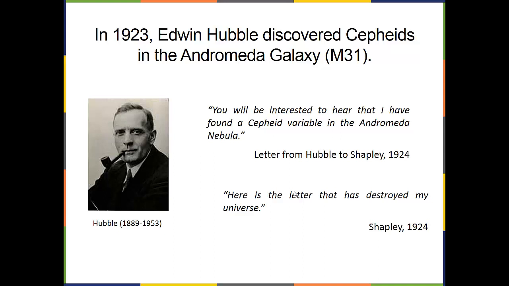Hubble writes Shapley a letter where he says, "You will be interested to hear that I found a Cepheid variable in the Andromeda Nebula." If we translate what he goes on to say to present-day speech, it's basically, "Sorry, dude, you're wrong. Curtis is right. You've lost the debate." Up until then, Shapley had been very attached to the idea that the Milky Way is the entire universe and had fiercely defended this. But this is science. It's all about the data. And the data clearly showed that he was wrong. So Shapley told a friend, "Here is a letter that has destroyed my universe."